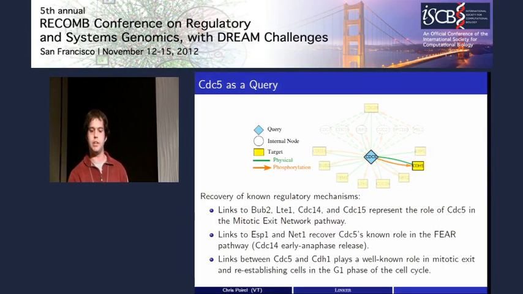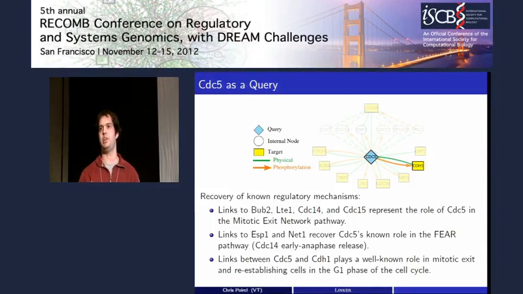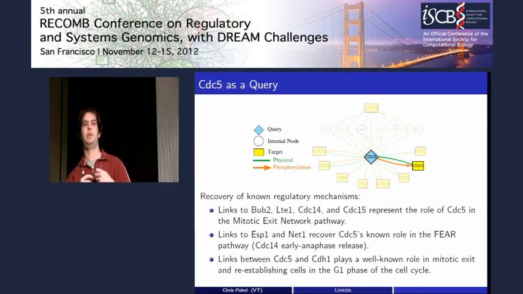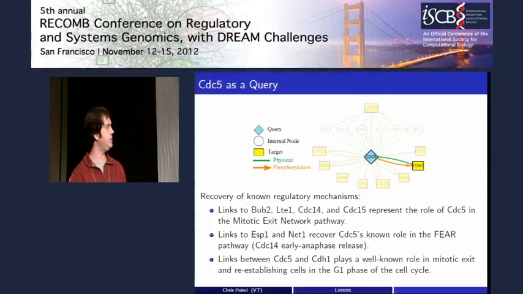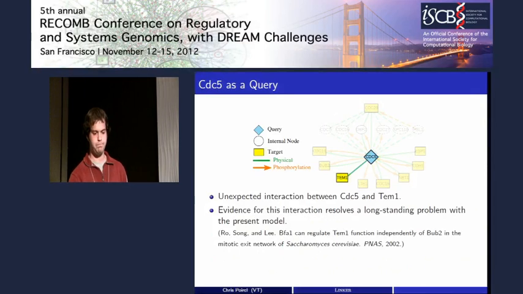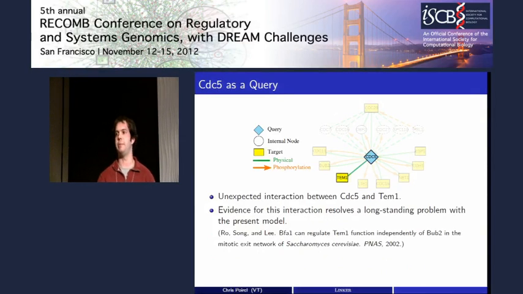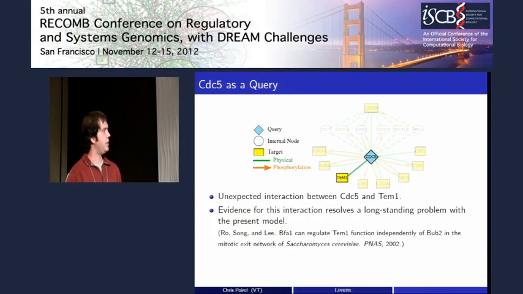And CDC5's link to CDH1 plays a well-known role in mitotic exit and reestablishing the cells at the end of mitosis into G1 as they transition to a mother and daughter cell. So this is great. This is reconfirming that at least the connections that we're finding are relevant. But what we're really interested in are the unexpected interactions that come from this. There's one interaction in particular that the modelers found very interesting, which is this one between CDC5 and TIM1.